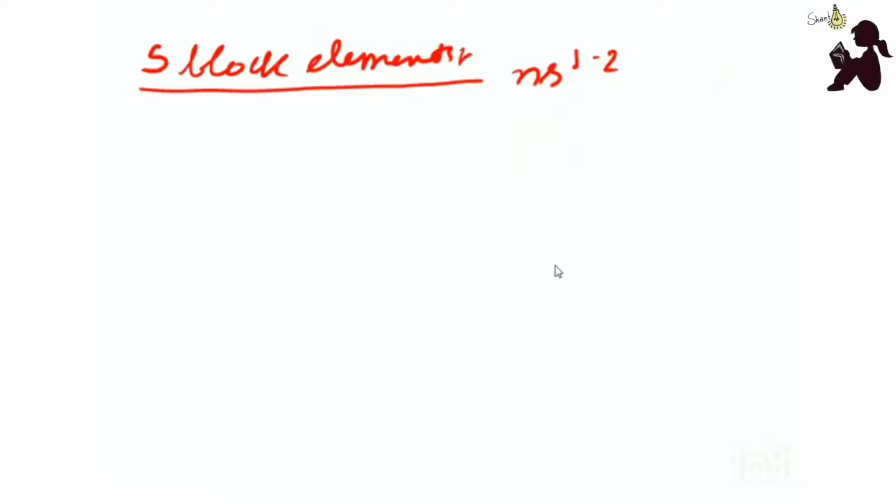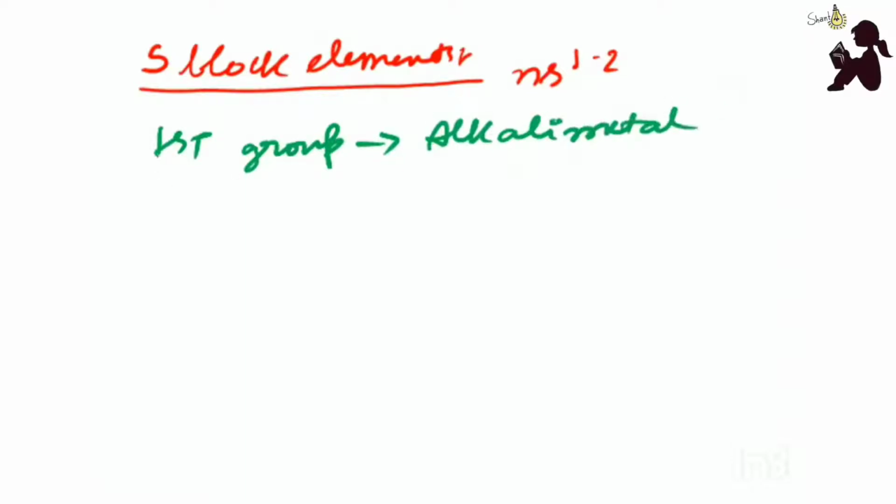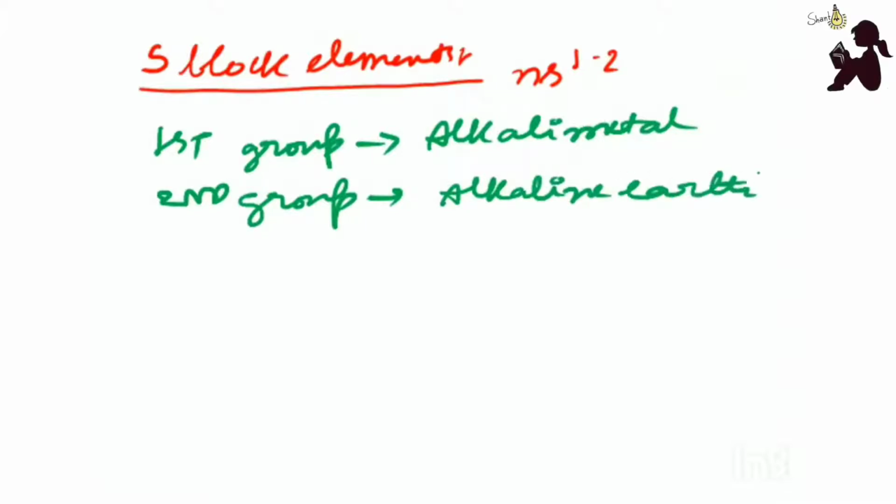Now let's see what the groups are called. The first group is called the alkali metal group. Okay. And the second group is called the alkaline earth metals. So this group has electronic configuration ns1, and this group will be ns2. So s block is done.